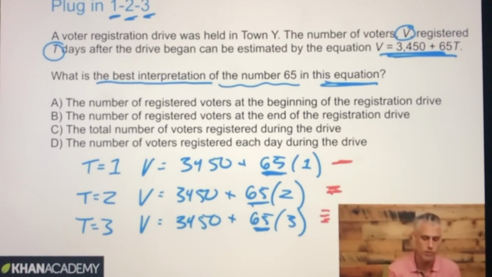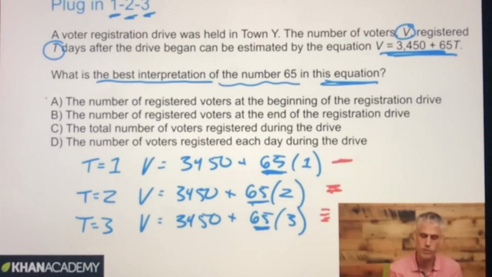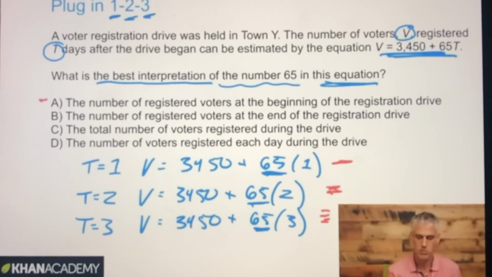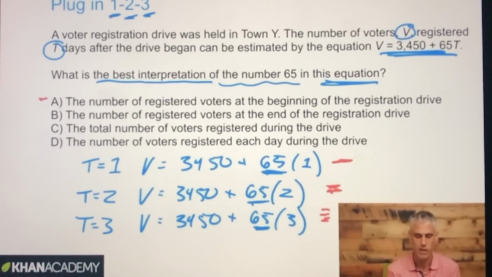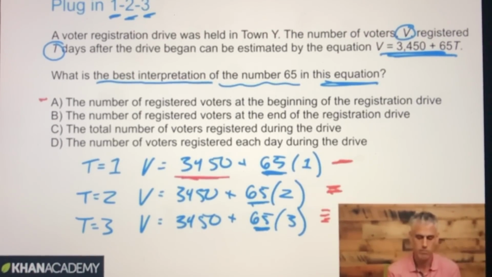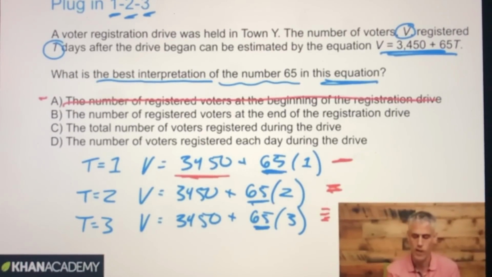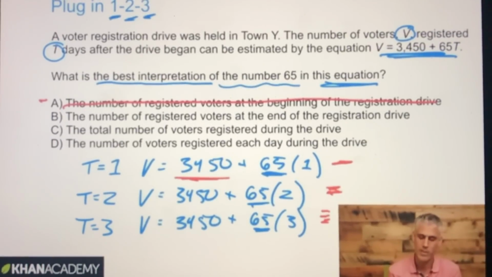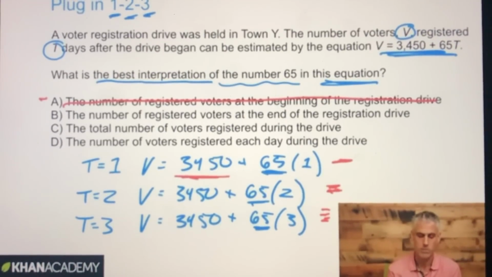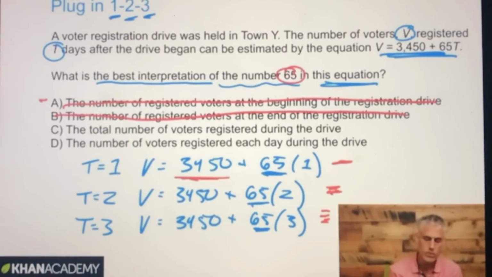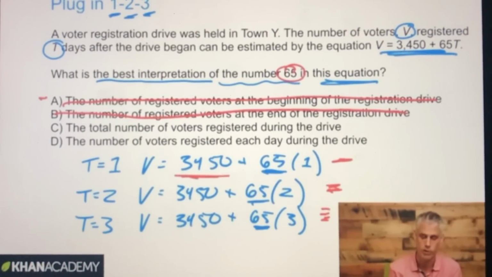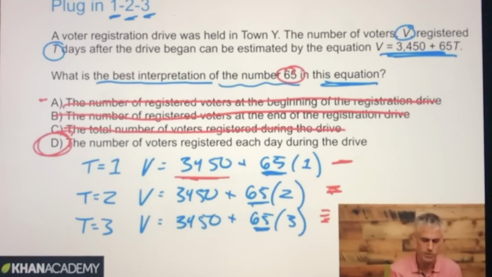What's happening here? Well, if we look at the choices, we have the number of registered voters at the beginning of the registration drive. So no, they weren't 65 at the beginning. It seems like 3,450 is the number at the beginning. Let's cross that all the way out. B, the number of registered voters at the end of the registration drive. Was that 65? No, let's cross that out. C, the total number of voters registered during the drive. 65? No. Okay, so our answer is D.